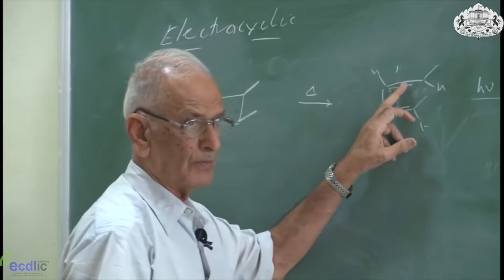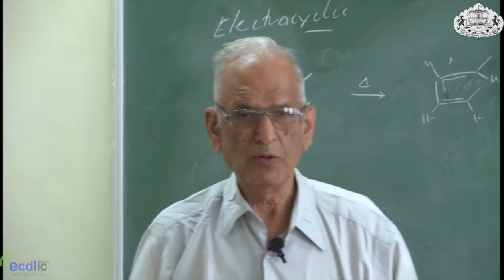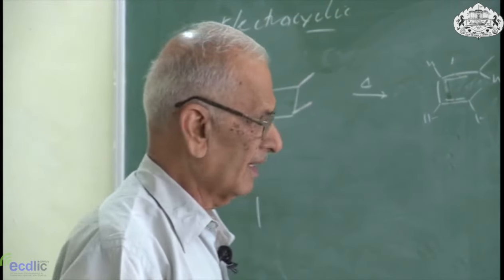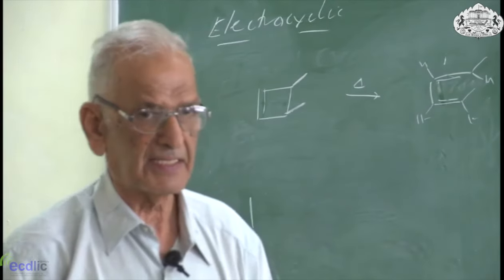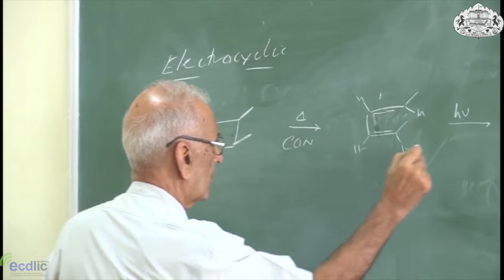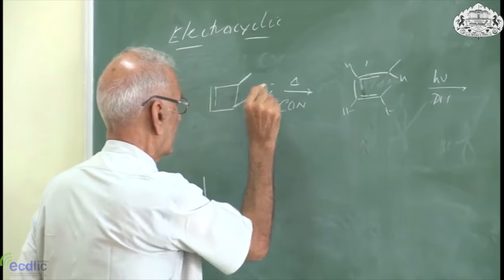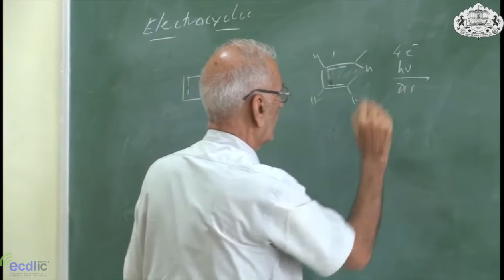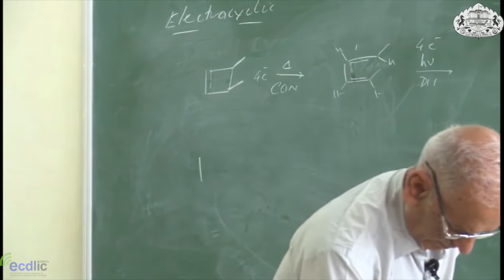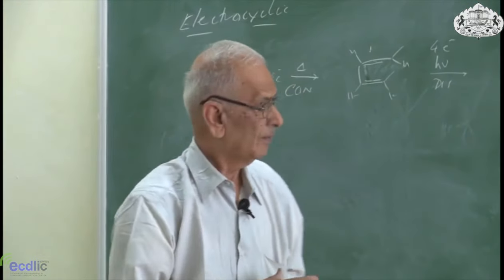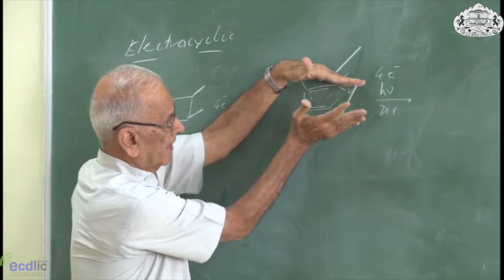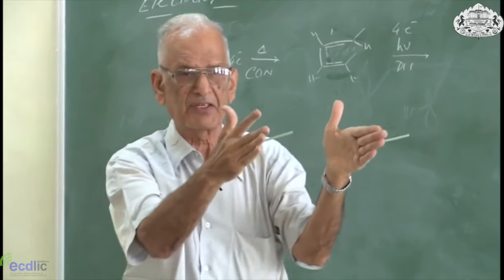How many electrons involved? Two electrons. So it's two electrons here, two electrons here, so it's a four electron system. All right, four electron system. What does our rule tell us? The photochemical reaction is going to be disrotatory. Four electron thermal reaction is conrotatory, four electron photochemical reaction is going to be disrotatory. All right. So how are we going to look at this? One methyl group is outside and this methyl group is inside. So that is the picture that you have.